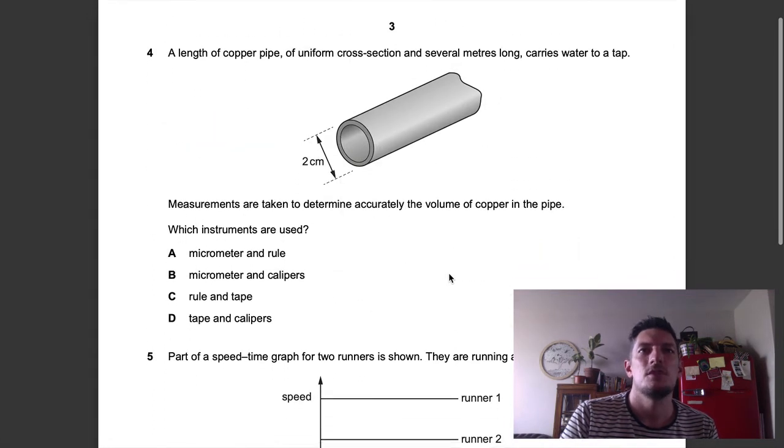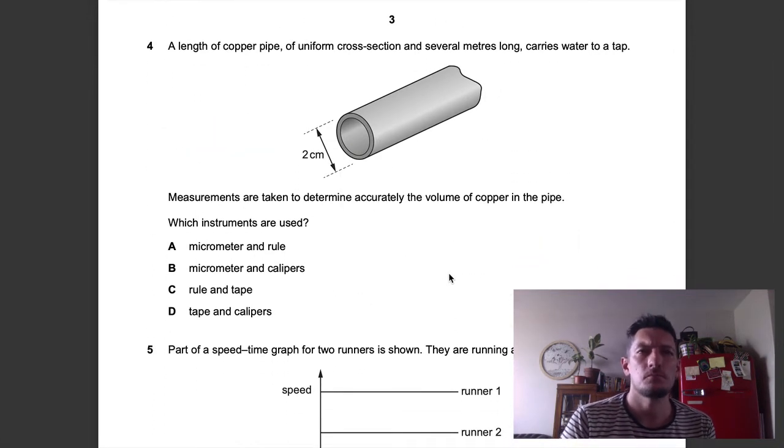Okay, let's try this next one out, number 4. A length of copper pipe of uniform cross-section and several meters long carries water to a tap. Measurements are taken to determine accurately the volume of copper in the pipe. Which instruments are used? Well, a micrometer and a rule, micrometer and calipers, a rule and tape, or finally tape and calipers.